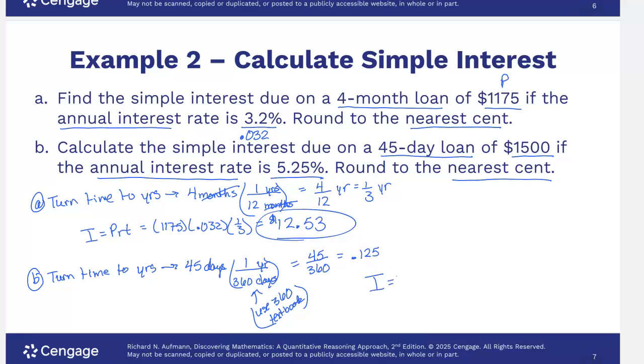So interest I equals PRT. Principal is 1,500. Interest rate is 0.0525, and the time is 0.125. I got 9.84375. If I want to round to the nearest cent, I'm going to keep that 4. So that's how much interest would be owed on that loan.